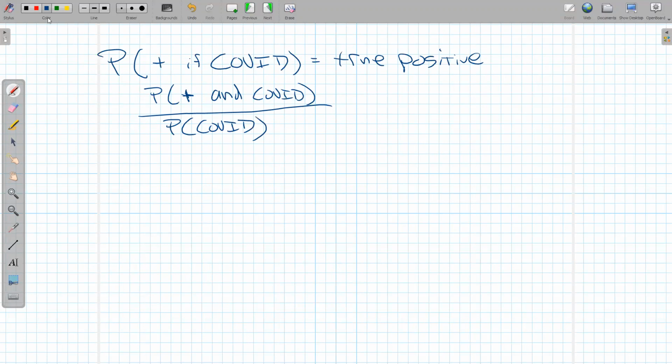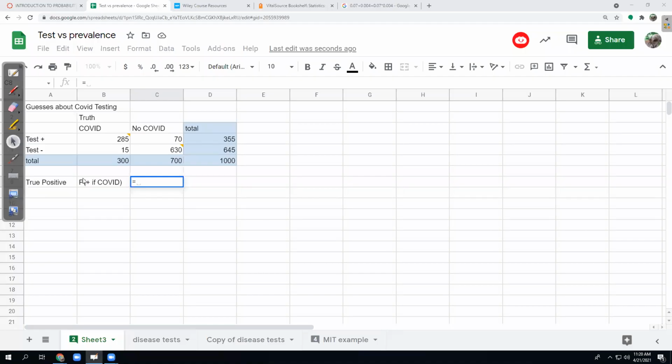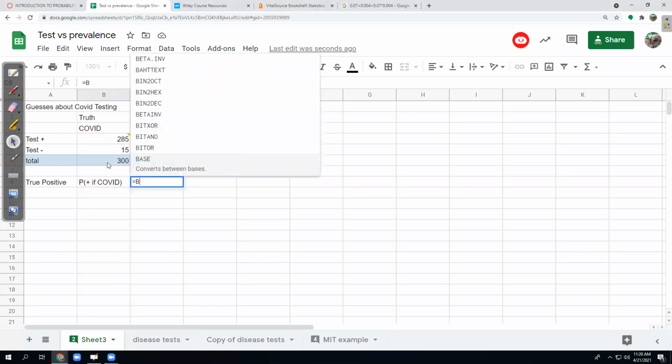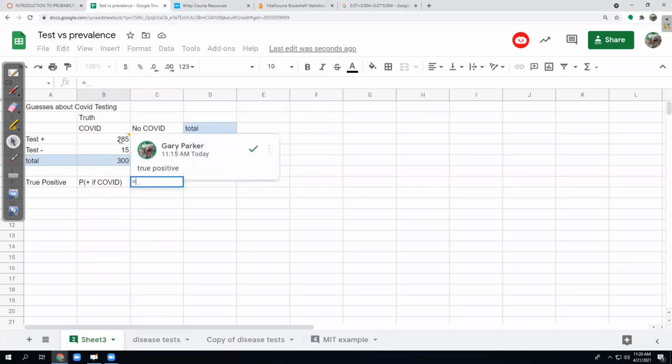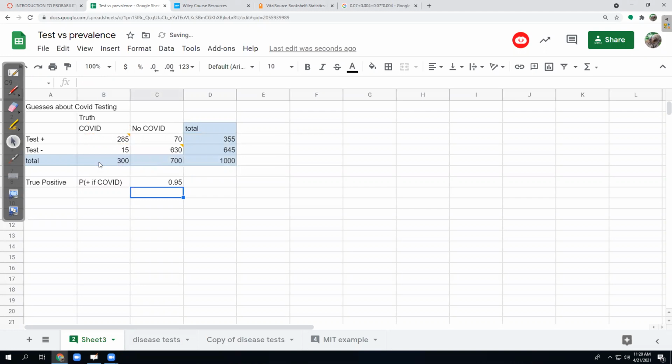And remember the if, I prefer to say knowing, right? We have this new knowledge. So what's the probability to test positive when we know they have COVID? Looking at the table here, I know they have COVID, so I'm only concerned about that column right there. So I want to know what are the positives out of the people that have COVID. So I would just simply grab the positive people here that had COVID and divide by the people that have COVID. So this is a true positive, it's 95%.